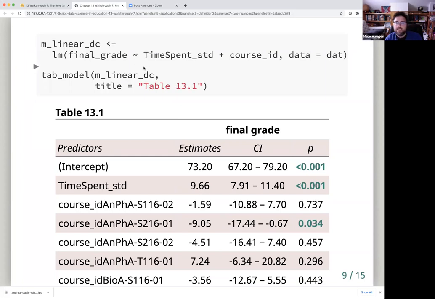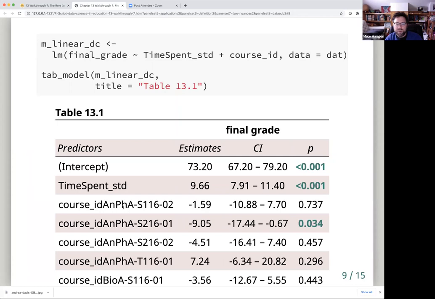So part of how this works is a reference level is used. The intercept in this case is actually one of the courses. I think it's a physiology course. So this would indicate 73.2% association of people in the physiology course to their final grade, what the final grade might be if you're in the physiology course. And then we see time spent has this 9.66 impact. And all the courses, which we saw on the graph recently, are in reference to the reference class.